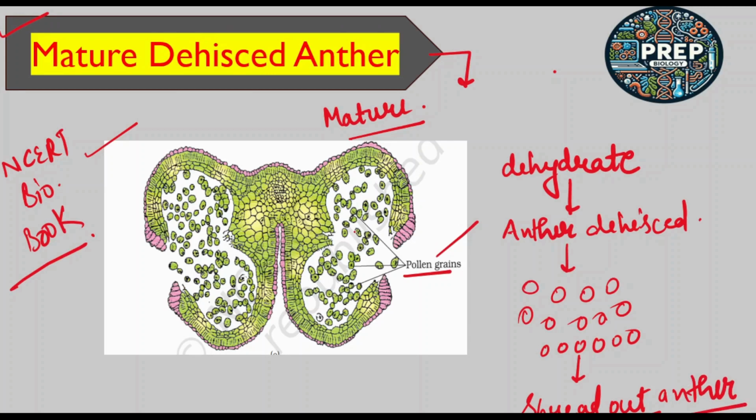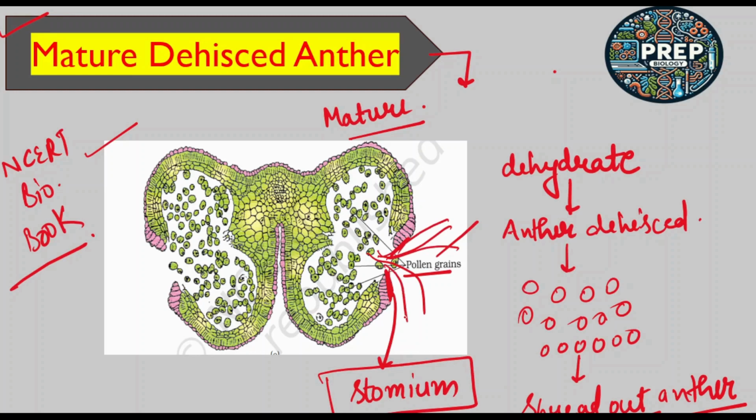Okay, so look at this picture. From this point it will dehisce. This point or this part is called the stomium, from where the pollen grains are spread out from the anther. So this part is called the stomium.